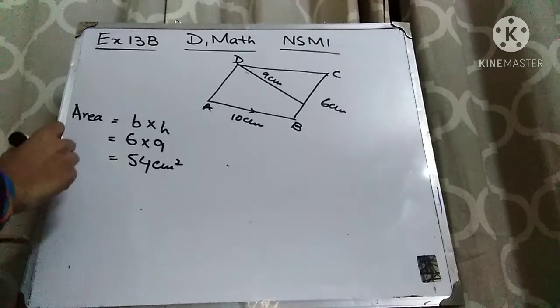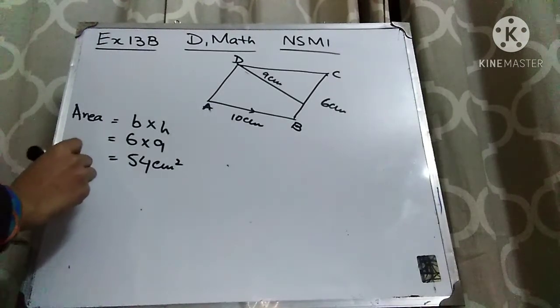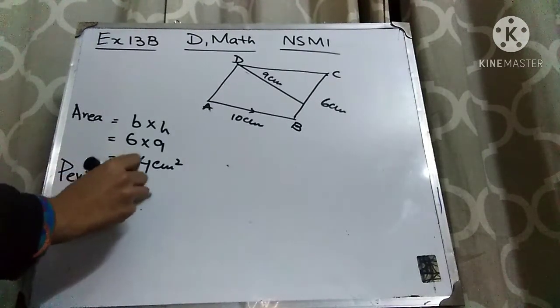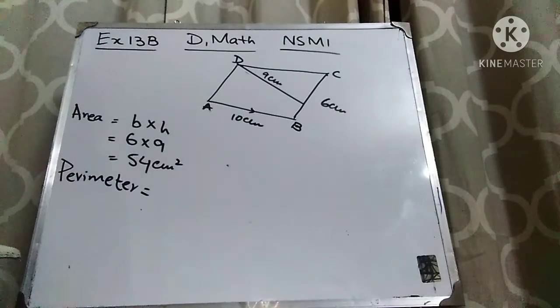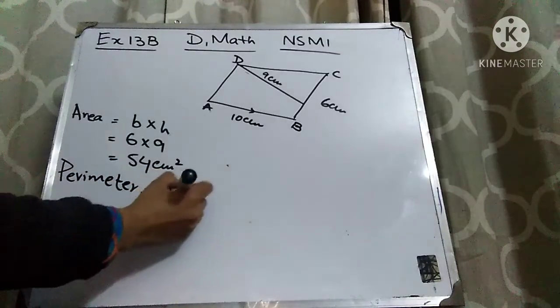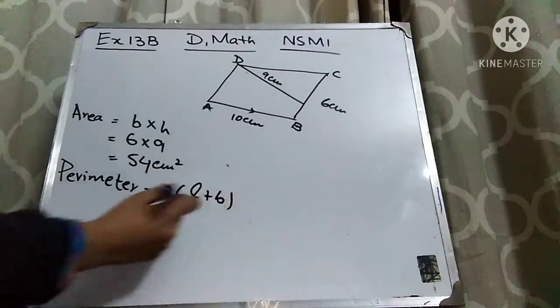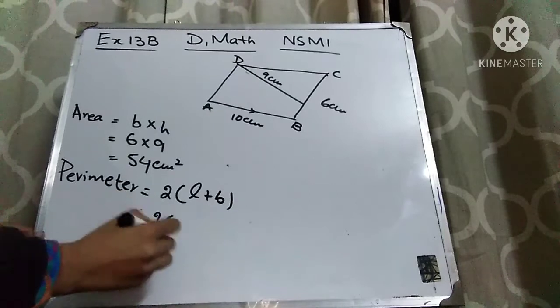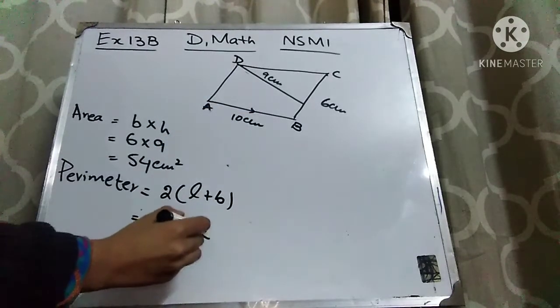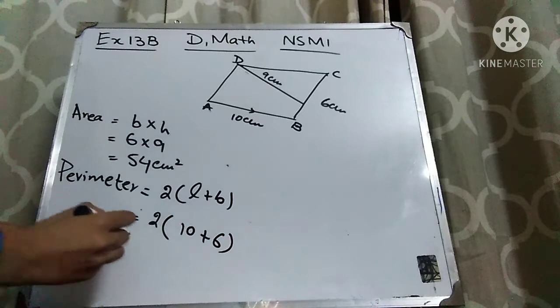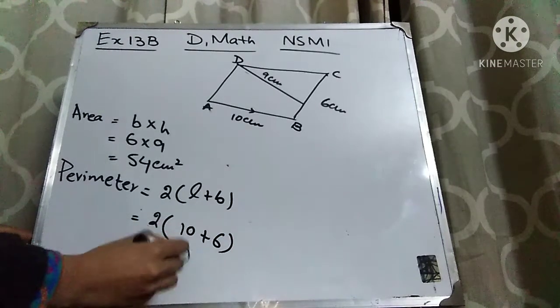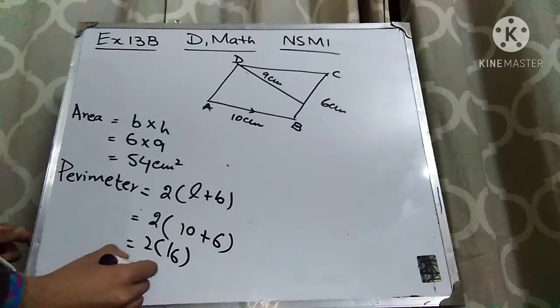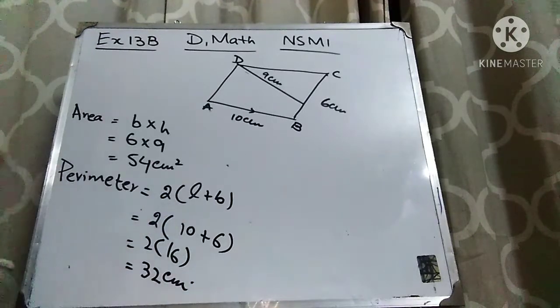Now let's come to perimeter. The formula is the same as you write in the case of the rectangle. The formula to find out the perimeter of the parallelogram is 2 times length plus breadth. The length is 10 and the breadth is 6, so 10 plus 6 is 16, and when you multiply 16 with 2, you will get 32 centimeters. So this is your perimeter. I hope that this question is clear to you.